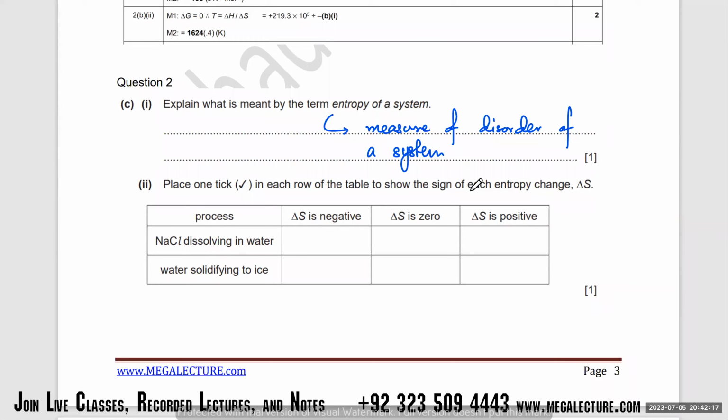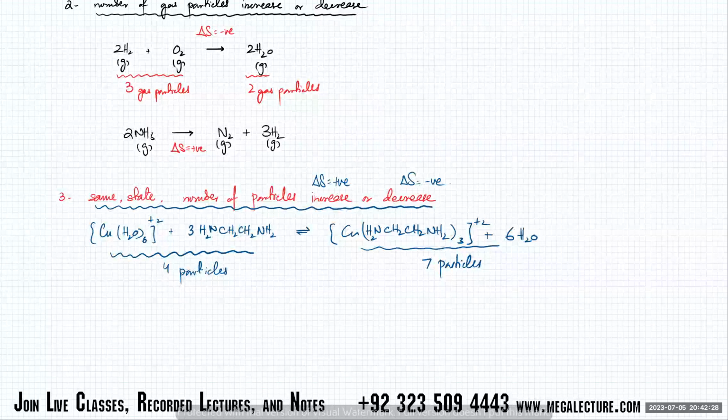Place one tick in each row of the table to show the sign of entropy change for NaCl dissolving in water. So, what happens when NaCl dissolves in water? Here I'll make another point. Obviously, is delta S positive or negative?